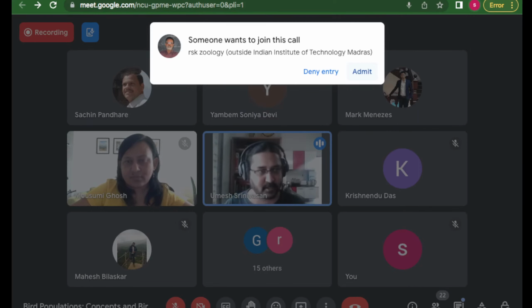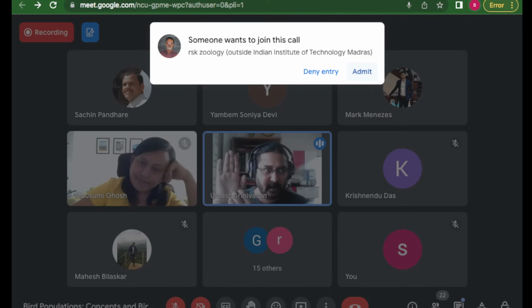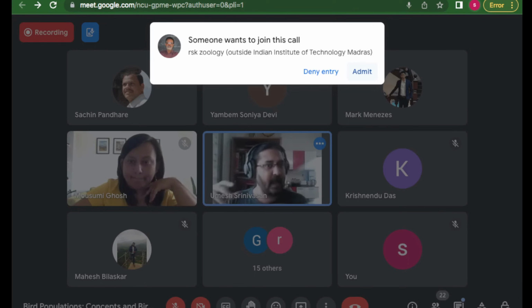So I work in Arunachal Pradesh. I apply to the Arunachal Pradesh Forest Department with a proposal. I say, here is my question. Here is how I plan to answer that question. And these are protocols that I plan to use in the field. And I am requesting permission to conduct this research.